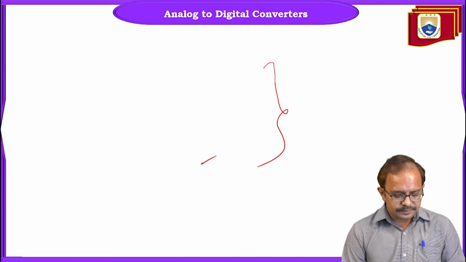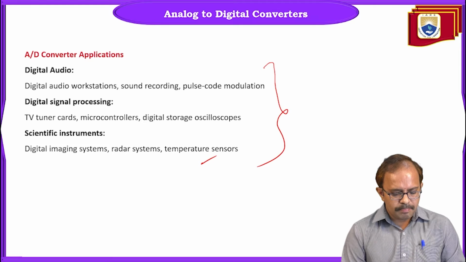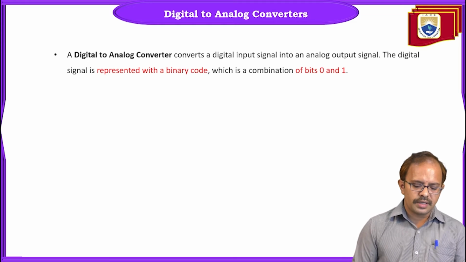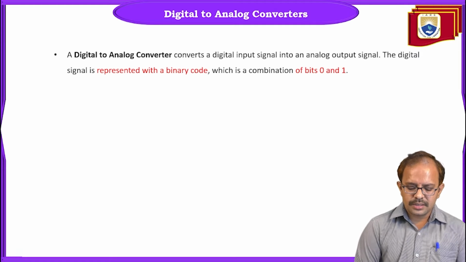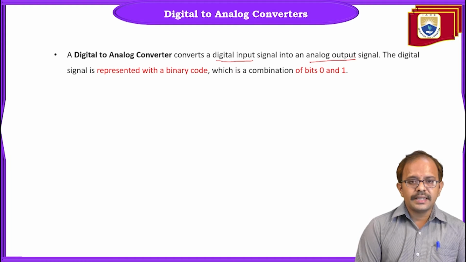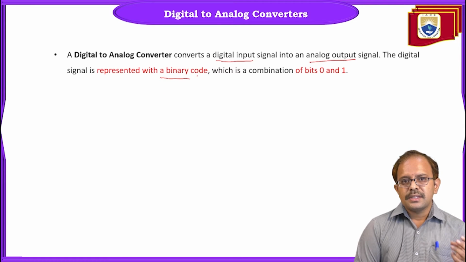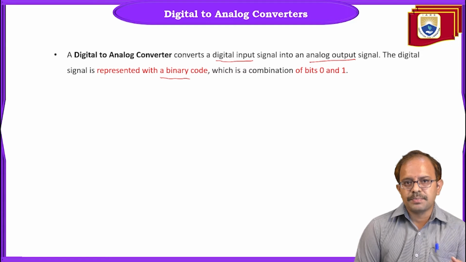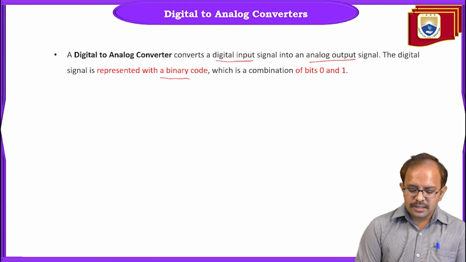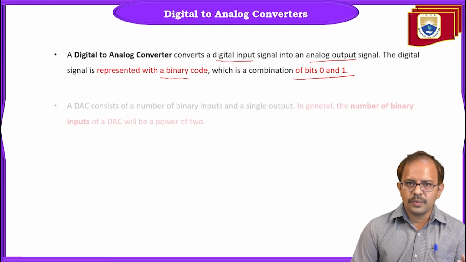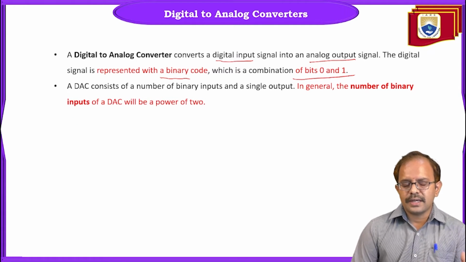Now in this lecture, we are going to focus on digital to analog converters. So what are digital to analog converters? It is an electronic circuit that converts a digital input to an analog output signal, and the digital signal which is considered here is represented as a binary code. That means the data which we are going to use as input will be in the form of binary 1, or it can be binary 0, right? Or it can be a combination of both bits, zeros and ones. So that is the data we are going to use to perform the DAC operation.